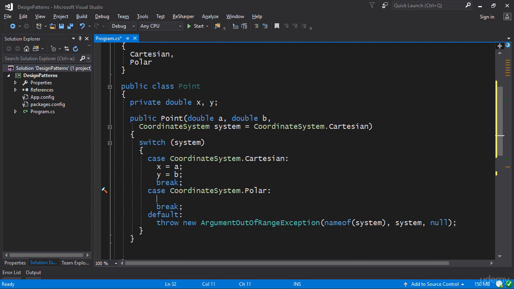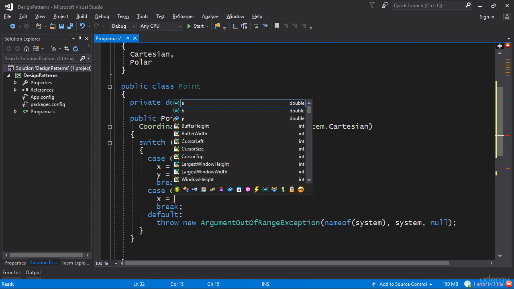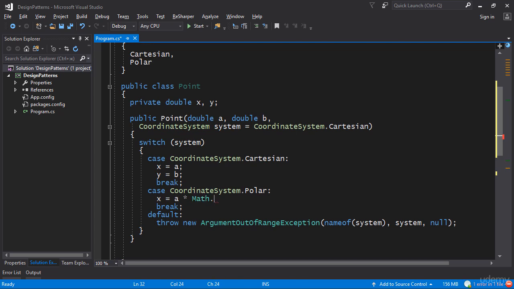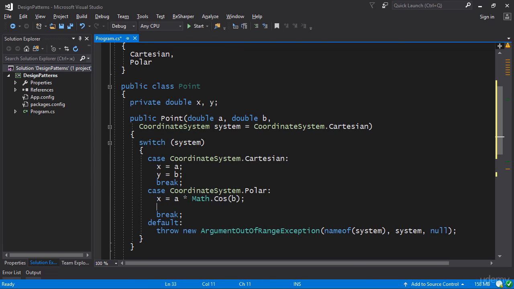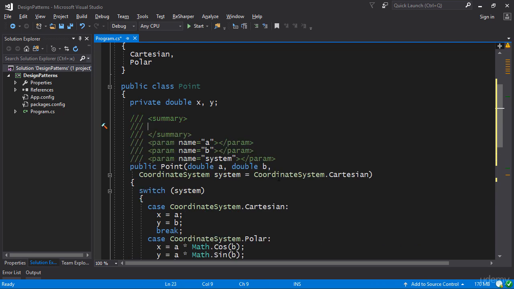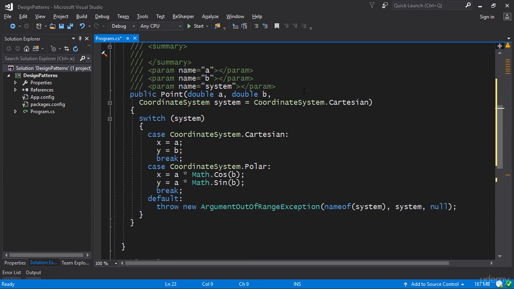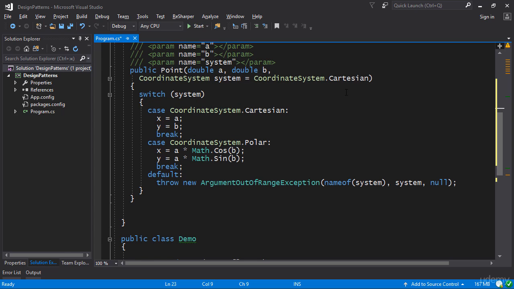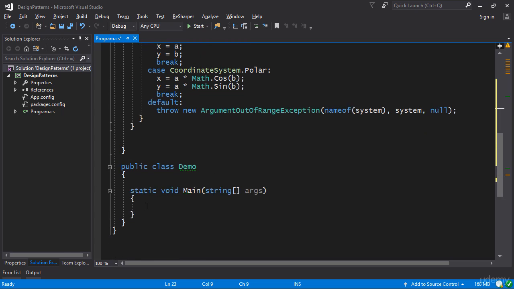And then of course for the polar coordinates, you say x equals a times math.cos of b, and then y equals a times math.sine of b, something to that effect. So once again, there is no indication here that this is a rho and this is theta, and you would have to add XML doc comments in order to actually let people understand how you're using a and b to initialize a point from a particular coordinate system. And in addition, what you've done is you've required now everyone to basically specify the coordinate system unless they're working with Cartesian. So that's very inconvenient.